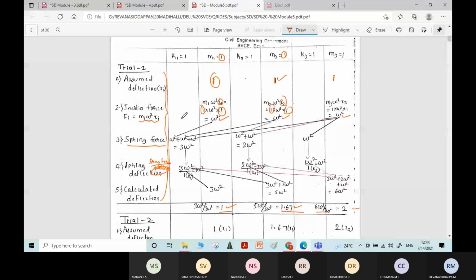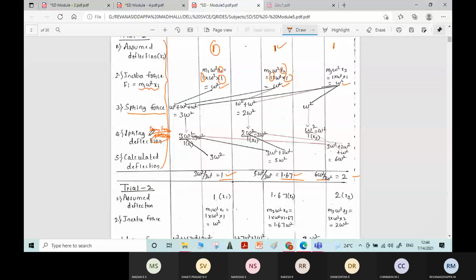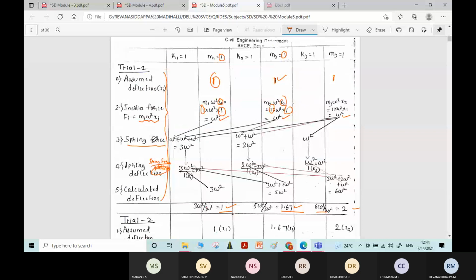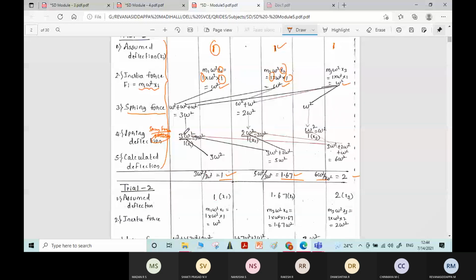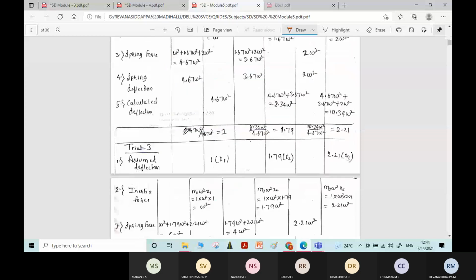The things which are to be written in the stiffness column, you write in the mass column. In this way, you remember. The second, third, and fourth steps, except the third and fourth steps, the remaining first, second, and fifth steps will be written in the mass column. Only the third and fourth steps will be written in the stiffness column. You remember it like this, so that the confusions will be avoided.